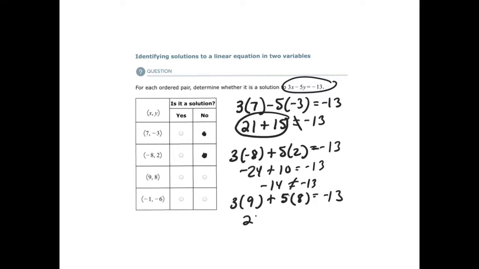Okay, I already know this is going to be 2 positive values, so I can save myself some work here, and I already know that that's not going to work. These two equal each other, so this coordinate works.